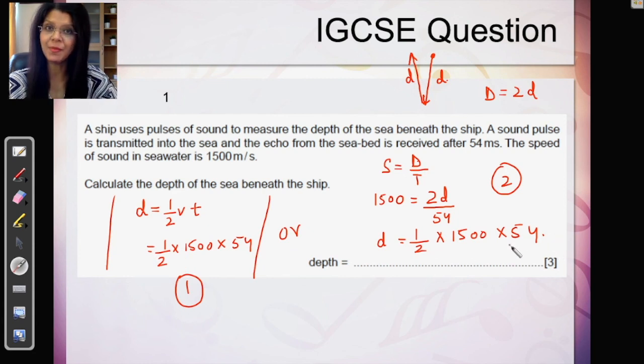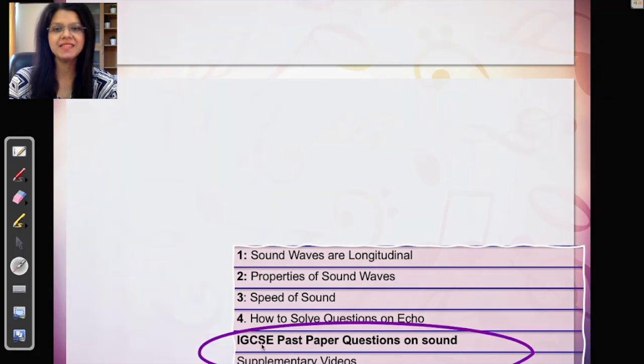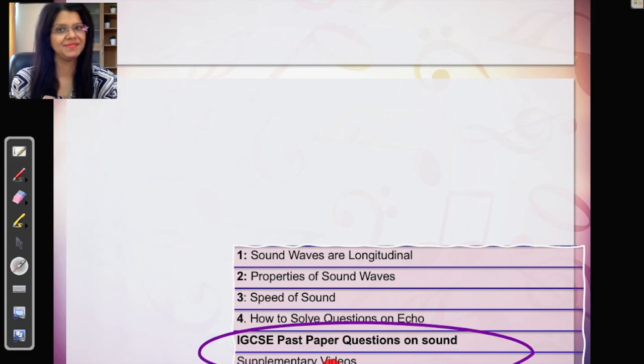Alright, we'll be taking up more and more questions on echo when we'll be solving the past paper questions on sound. And the next thing that we are going to do in sound is take up IGCSE past paper questions, and you can also watch a lot of supplementary videos on a lot of experiments that are involved in this chapter. Thank you.